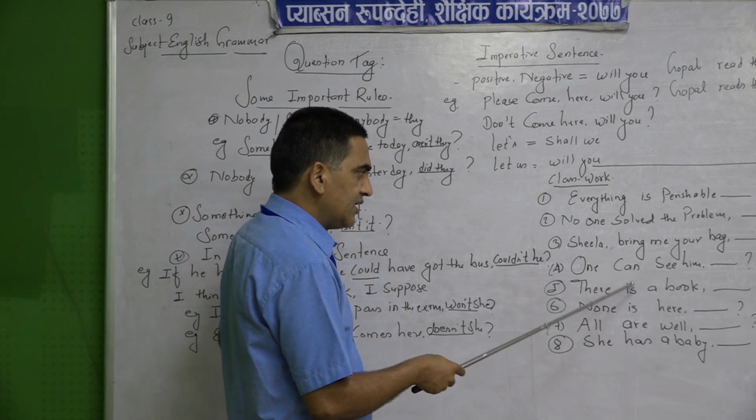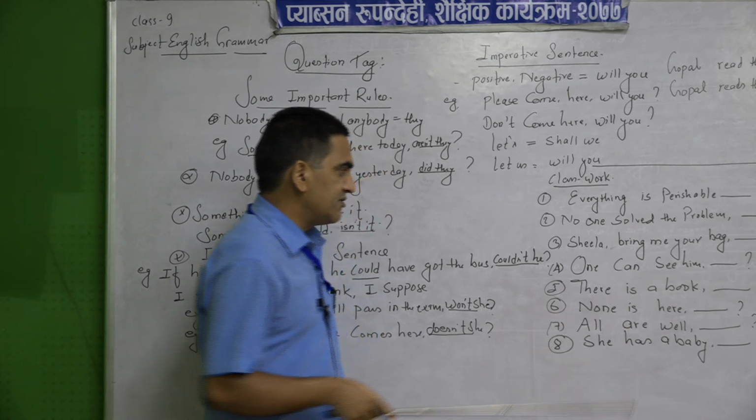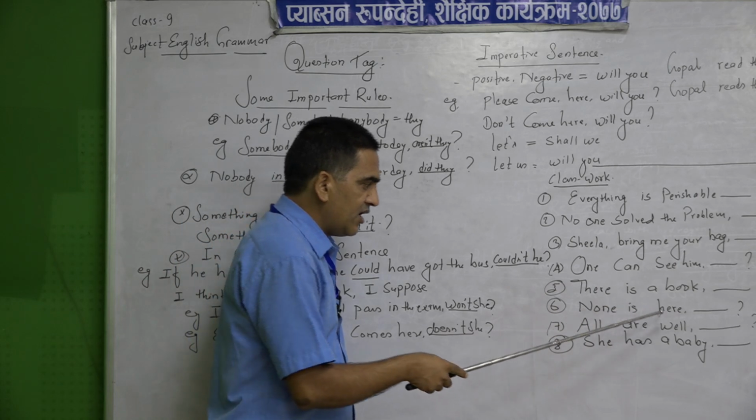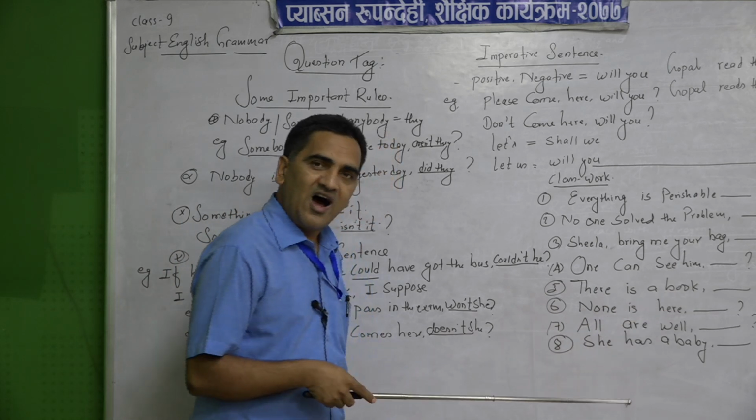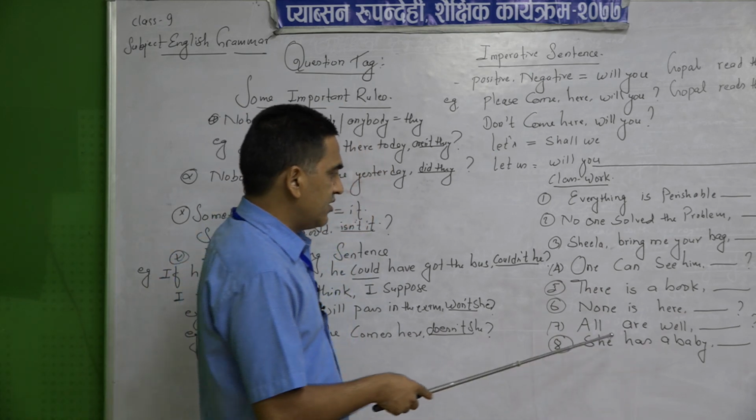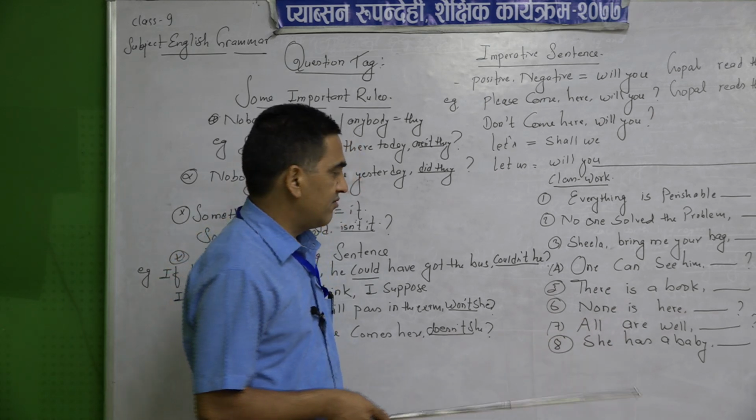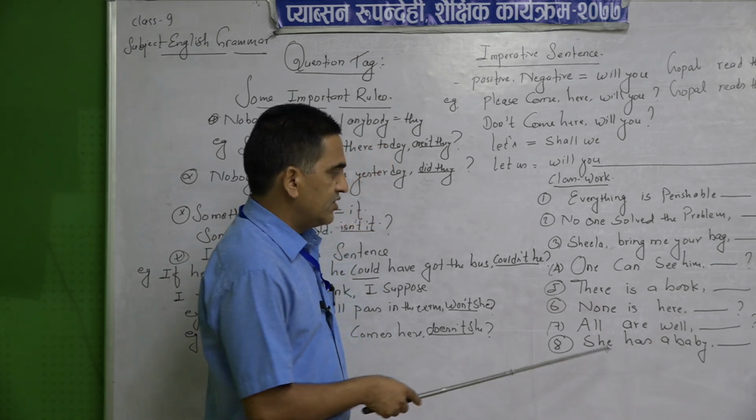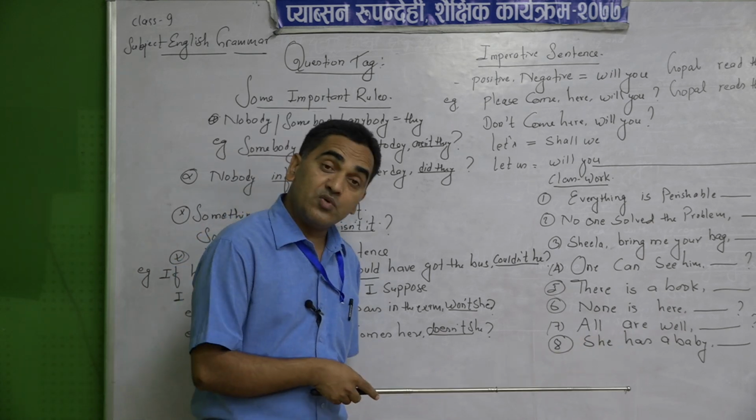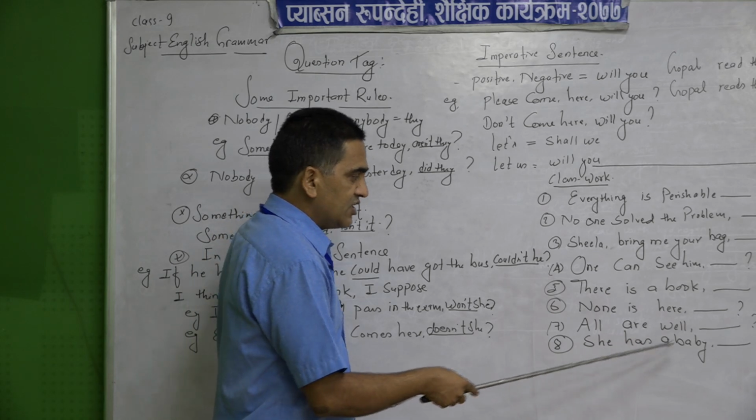And there is a book. Isn't there? It is positive. That's why it should be negative. Isn't there? And no one is here. It is a negative sentence. That's why we write here, are they? All are well. It means aren't they? All are well, aren't they? She has a baby. Has is the main verb here. Has can be used as an auxiliary verb, yes, but here it is the main verb. So we write here, doesn't she.